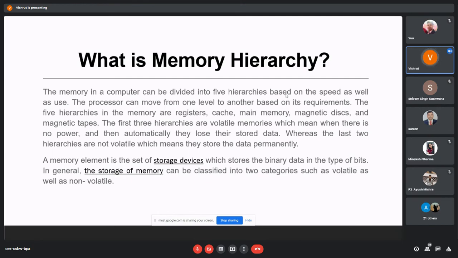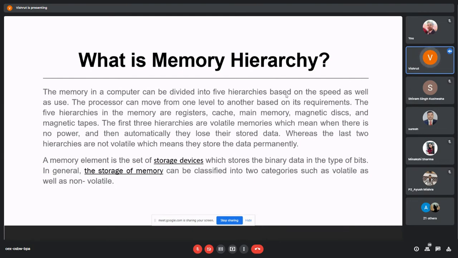What is memory hierarchy? As some of us may know, memory is divided into 5 categories, or we can call it hierarchies, based on the speed, use, as well as the response time. The processor can move from one level to another based on its requirements. The 5 hierarchies in the memory are registers, cache, main memory, magnetic disks, and magnetic tapes.